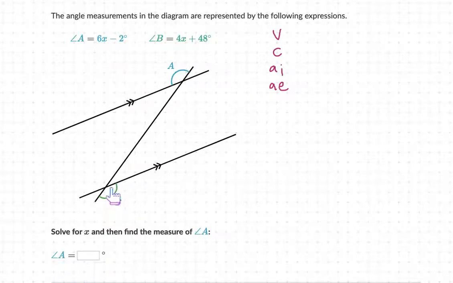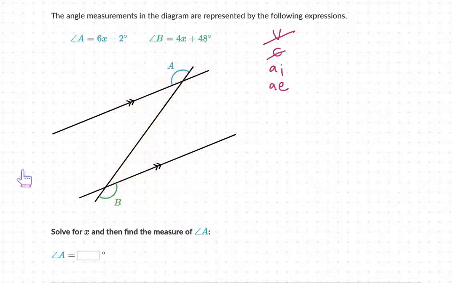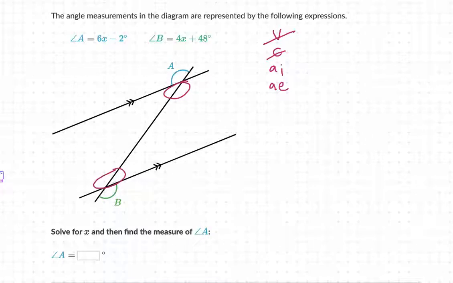Are these two vertical? No, vertical would be across from each other. These two are not across from each other. Are they corresponding? Corresponding means they're on the same side. One's on the left side and one's on the right side, and one's on top and one's on the bottom, so they're not corresponding. Are they alternate interior? Alternate interior would mean that both are inside but on opposite sides. This would be inside, so they are not.